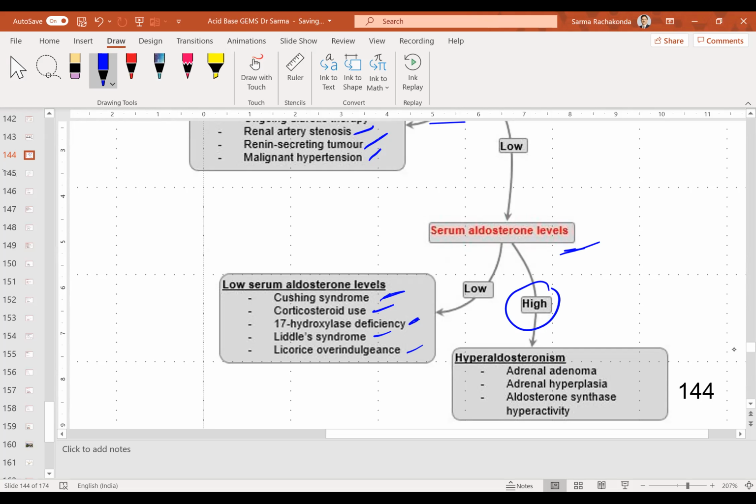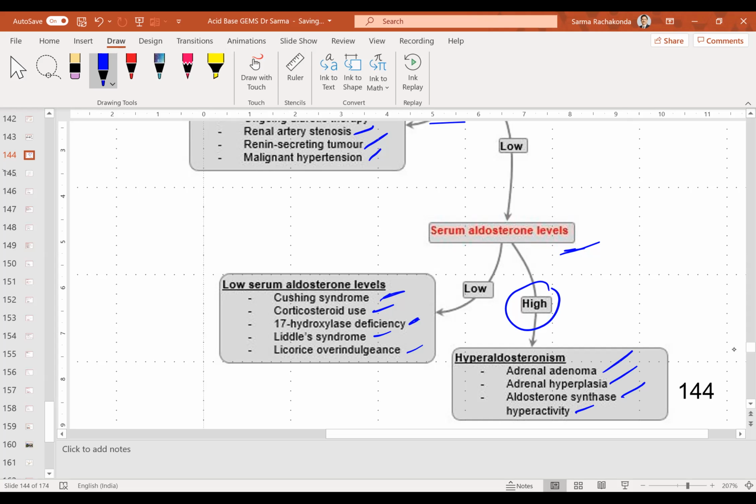How can aldosterone be excess? There is a primary adrenal adenoma. The commonest cause of hyperaldosteronism is adrenal adenoma, or bilateral adrenal hyperplasia, or aldosterone synthetase hyperactivity. There is an enzyme called aldosterone synthetase, and genetically that becomes hyperactive. These are the three important causes of hyperaldosteronism.